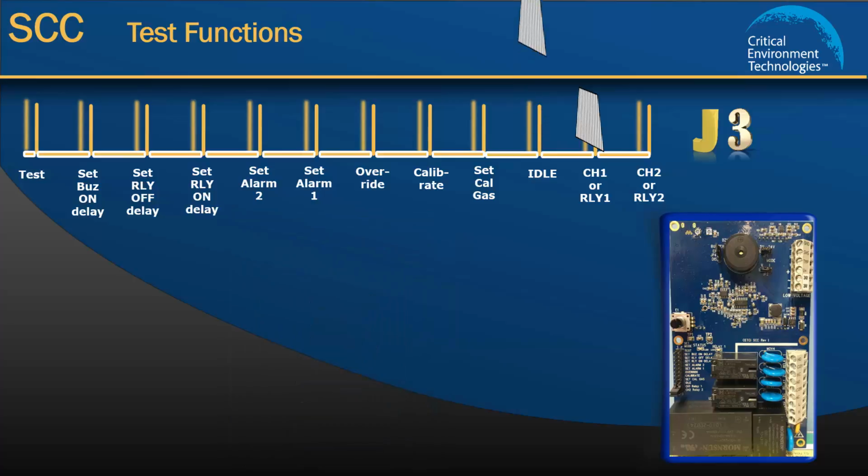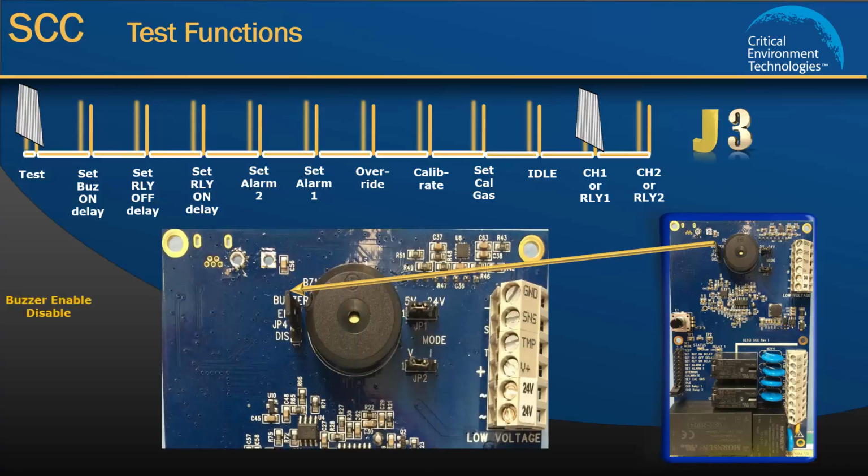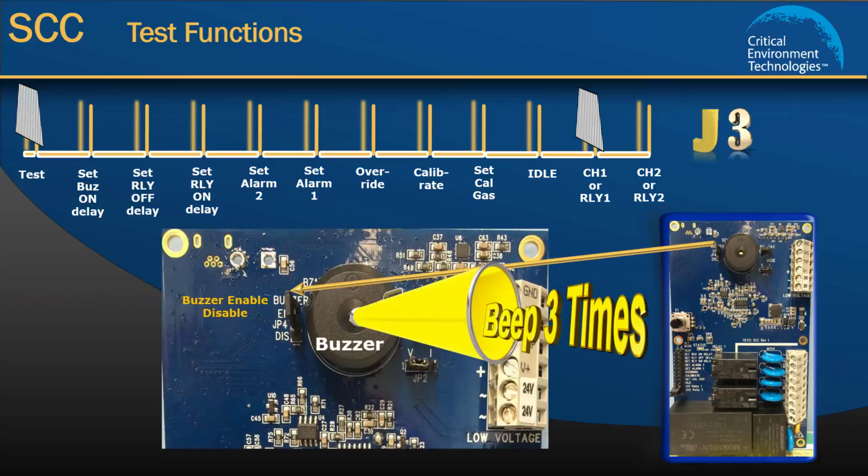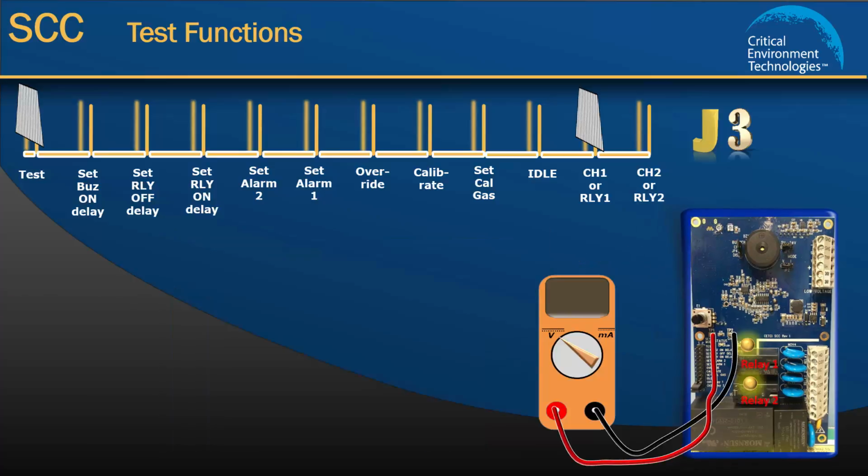You cannot enter test mode if there is an alarm level detected on either channel. To enter test mode, move the idle jumper to the test position. If jumper is enabled, the buzzer will beep 3 times. This is the factory default for the buzzer. Watch the voltmeter. Test points TP1 and TP2 should output 4 volts.